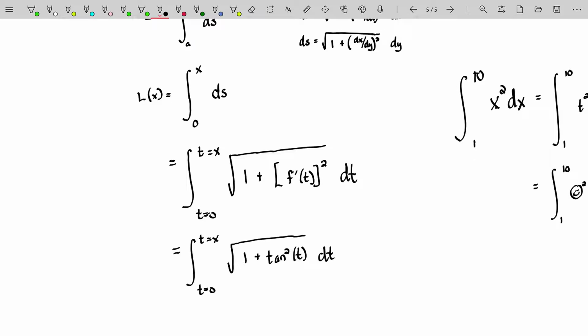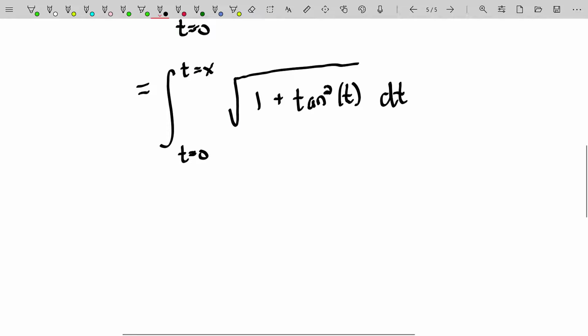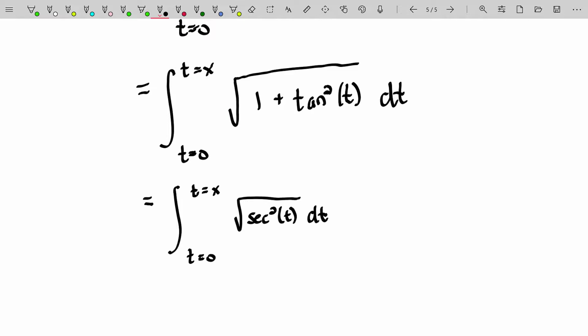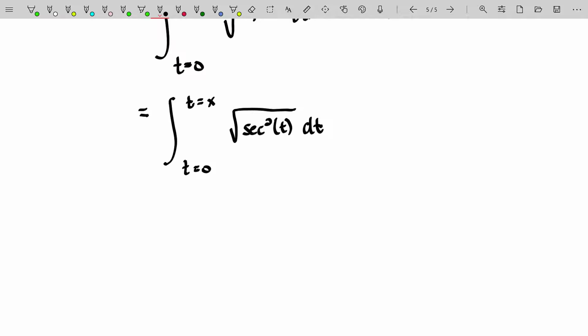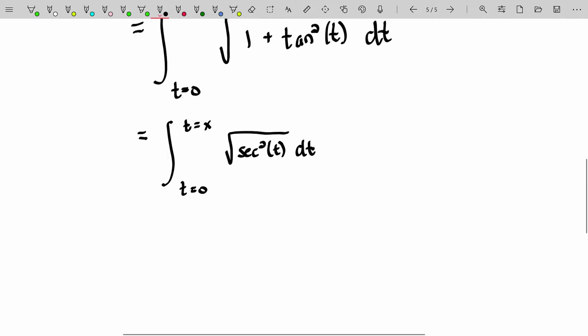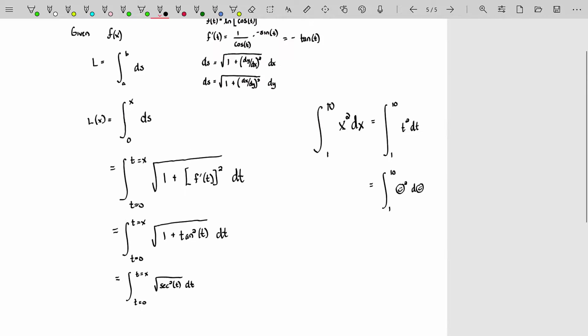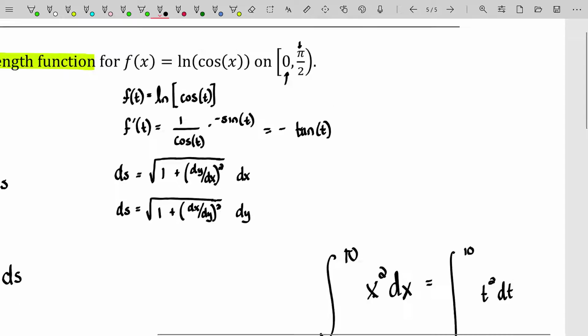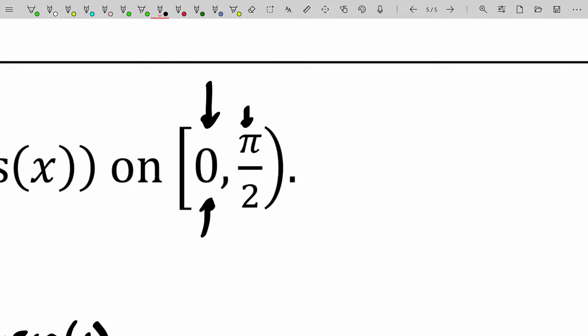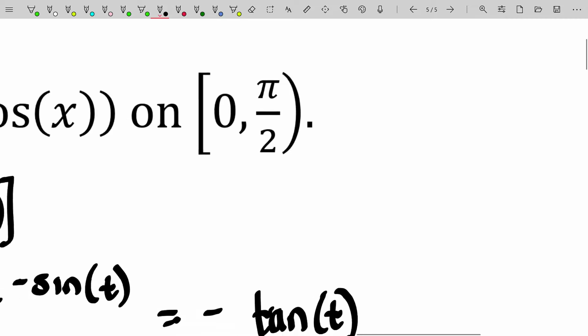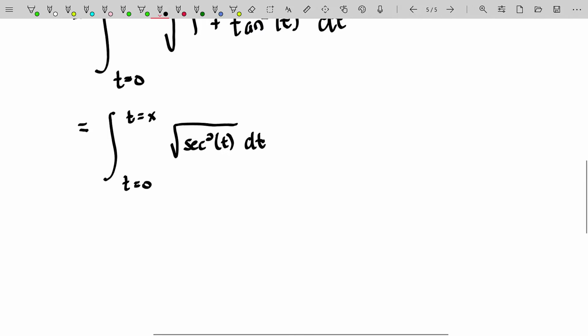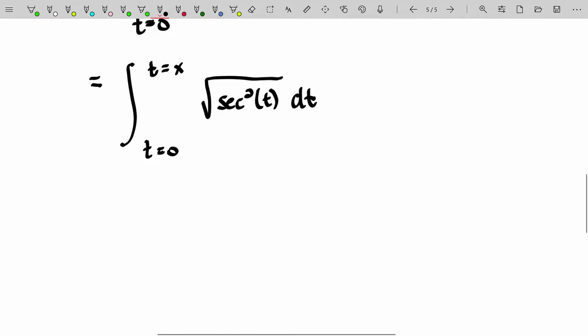Now, obviously, there's a trig identity staring at us, and I am allowed to take the square root of that square and not call it an absolute value because I happen to know that the angles that t is going to take on are between 0 and pi over 2. So in other words, quadrant 1 angles. And because they're quadrant 1 angles, the secant will always be positive. So I don't have to worry about writing an absolute value there.